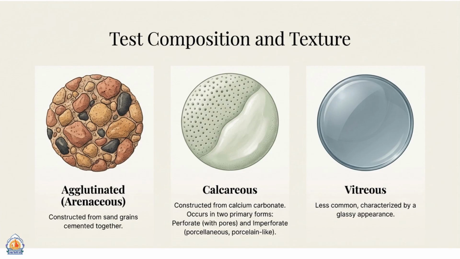The shell or test of foraminifera can be composed of different materials. One type is agglutinated test, where sand grains or sedimentary particles are cemented together. Another common type is calcareous test, which is composed of calcium carbonate and may be of two types. Some are perforated, means they contain pores, and some are imperforated or porcelainous, means they lack pores. Some forms may also show vitreous or glassy appearance.